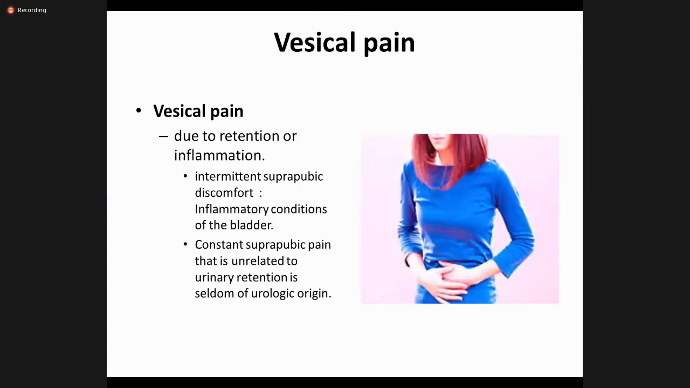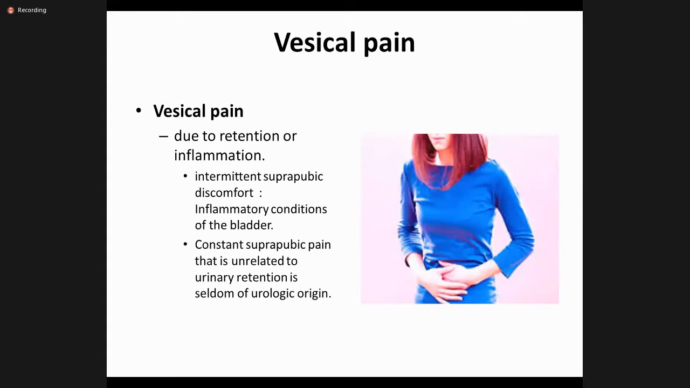Vesical pain. Vesical pain is most likely due to inflammation or infection in the urine or in the bladder. It can be due to the retention of urine or inflammation. There is an intermittent suprapubic discomfort in inflammatory conditions of the bladder or any infection in the bladder.